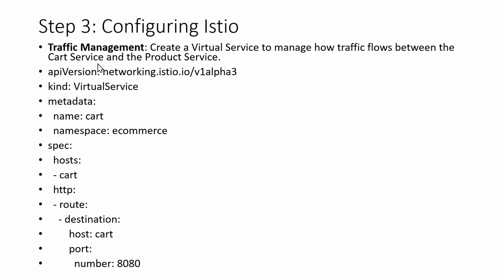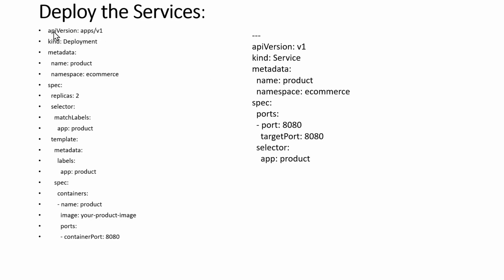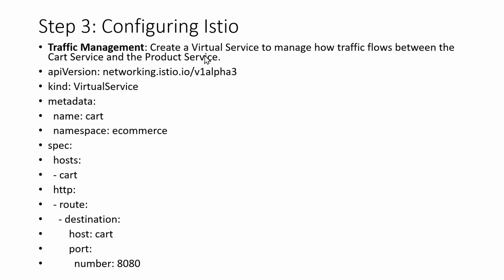Here I am mentioning my API version. Observe that my API version is completely different from the earlier one. Here I am using Istio, so I am pulling its libraries. My API version is networking.istio.io, the traffic management API. Kind is VirtualService, so I am not using any physical wired things, it's completely a virtual service. And in the metadata, I am giving the name for the cart I am creating here.